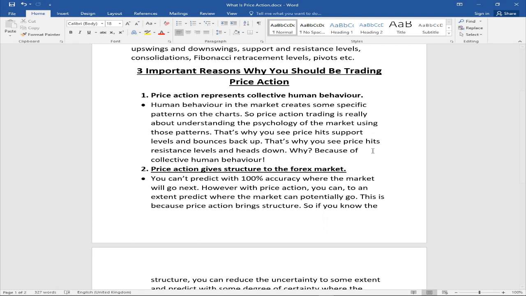Okay guys, that's why you see price hit support levels and bounce back up. That's why you see price hit resistance levels and head down. Why? Because of collective human behavior. So what this basically says is that as a collective, we are the ones that actually move price.